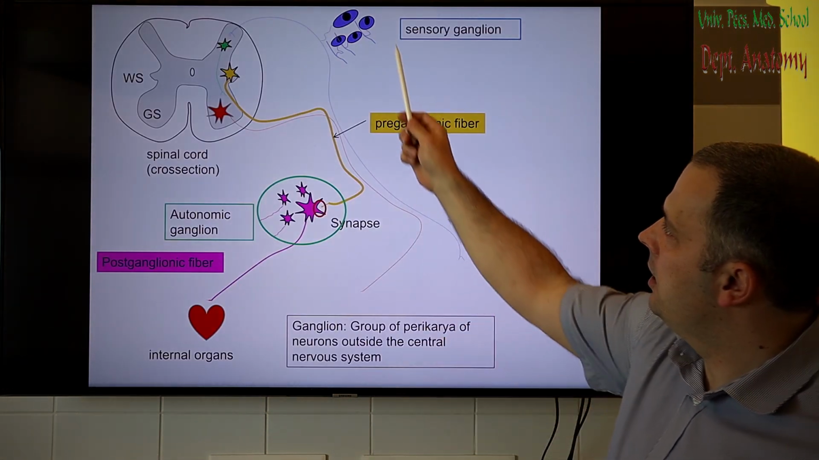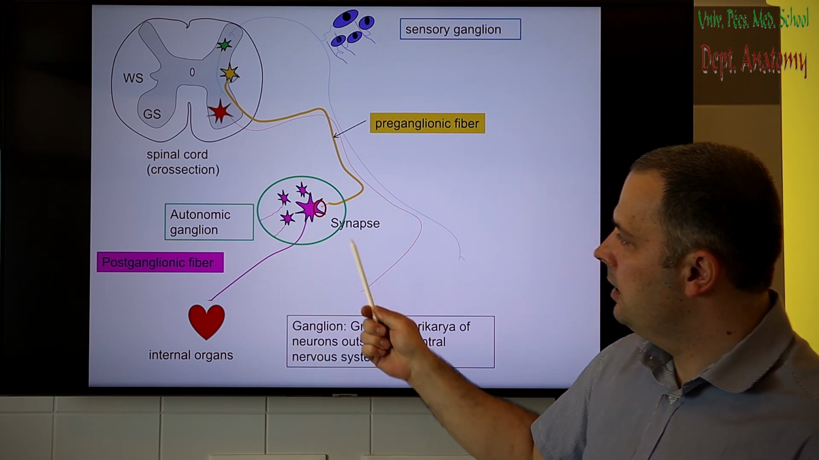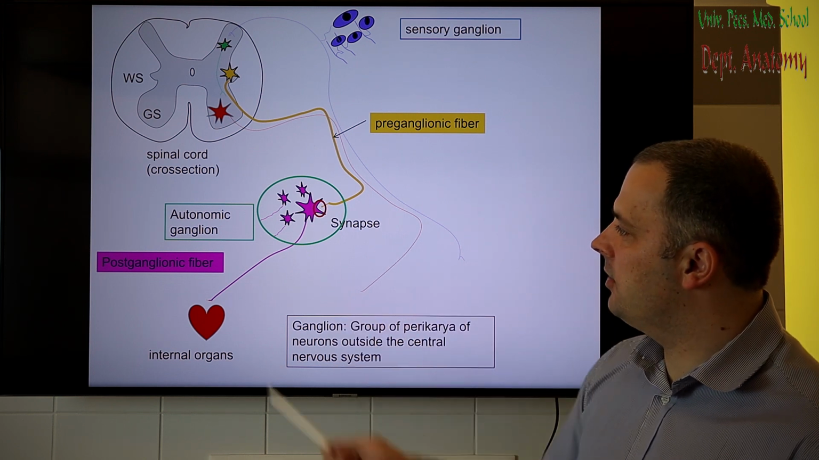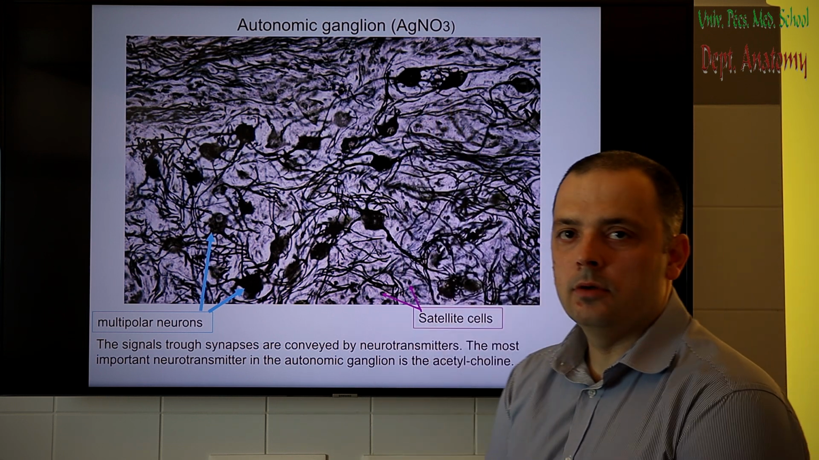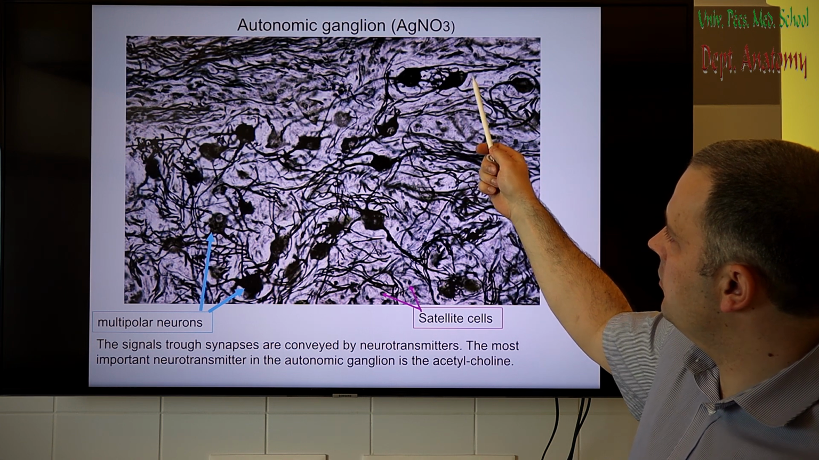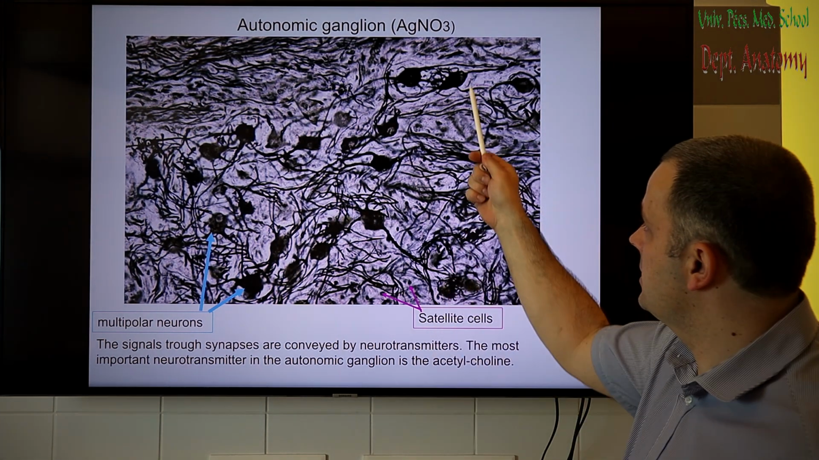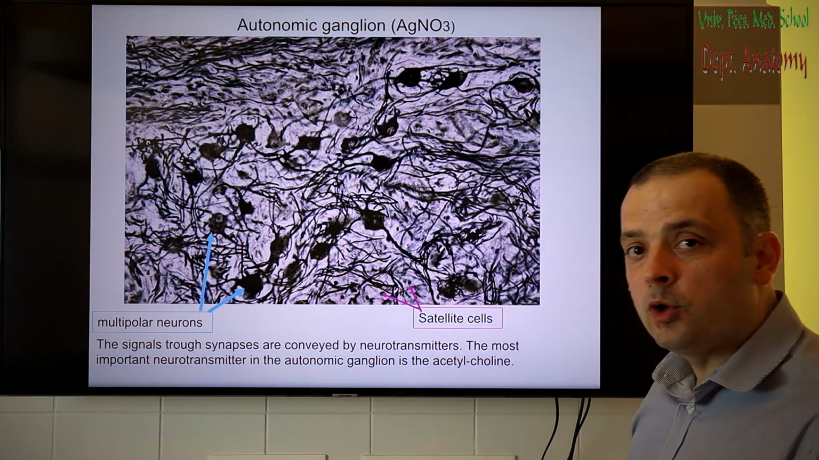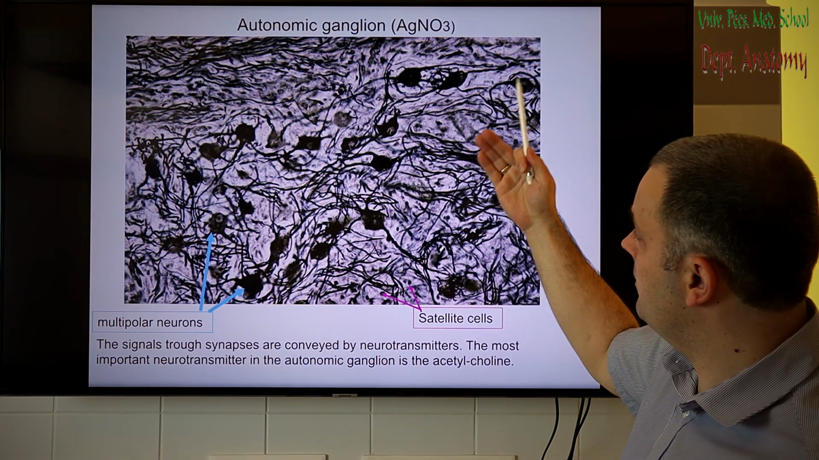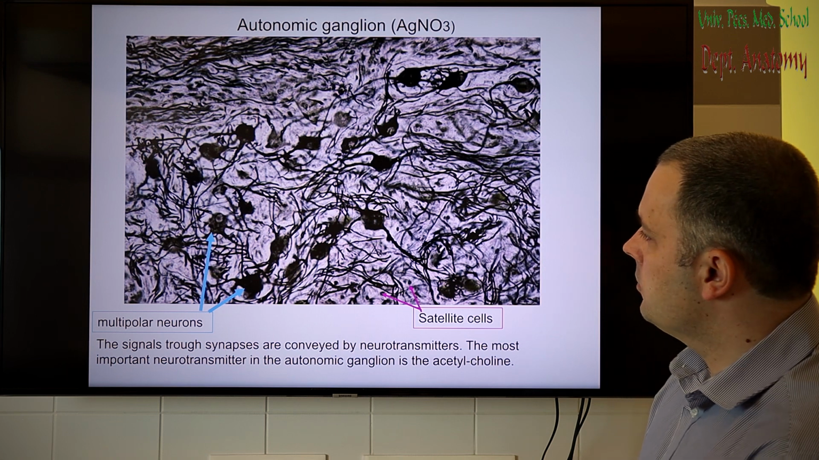So until now I was talking about the sensory ganglion, but now we turn to the autonomic ganglion, which is again a group of neurons outside the central nervous system, but the cells have a different shape. And indeed, if you use a silver nitrate stained sample, and if you check one single cell here, for instance, if you count, you can see that at least 10 dendritic processes arise from this single cell body, which proves that you are in a ganglion which is formed by multipolar neurons. And if you have multipolar neurons, that fits with the definition of an autonomic ganglion.